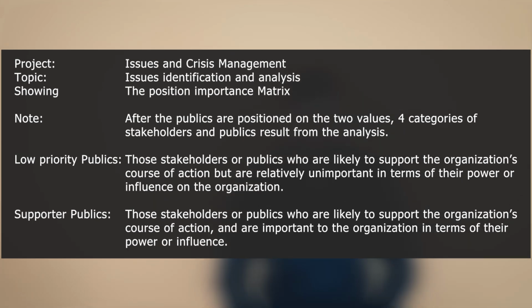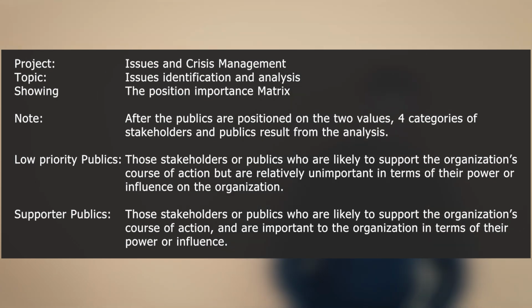The low priority stakeholders or publics are those who are likely to support the organization's course of action but are relatively unimportant in terms of their power or influence on the organization. And finally, supporter stakeholders or publics are those who are likely to support the organization's course of action and are important to the organization in terms of their power or influence.